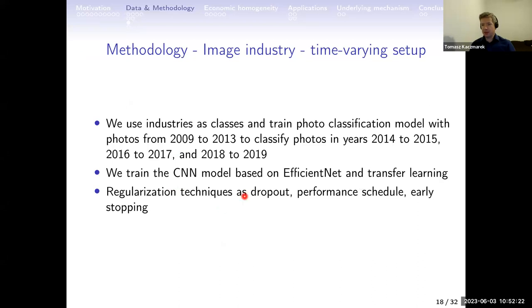The time varying setup is based on this, first of all, definition of industries, but then also updates. So we have three updates: years 14, 15 to 16, 17, and 18 to 19. As we first of all also use financial ratios to define industries, when we update them, we use only photos. So these pre-trained models based on photos that were available from the definition period are then used only to take photos, and based on the number of photos classified to each cluster, we define to which industry the company should be classified.